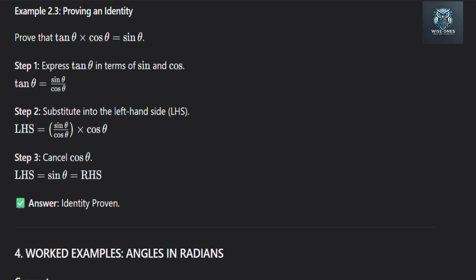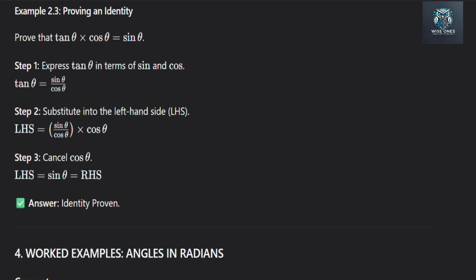Step 1. Express tangent theta in terms of sine and cosine. We know that tangent theta equals sine theta over cosine theta. Step 2. Substitute into the left-hand side. Left-hand side equals open bracket sine theta over cosine theta, close bracket times cosine theta.